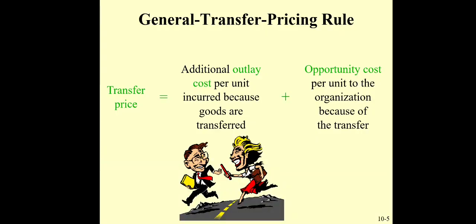Okay, this is the general transfer pricing rule. This is the basic formula that you can use when you want to calculate transfer price. Transfer price equals additional outlay cost per unit incurred because goods are transferred plus opportunity cost per unit to the organization because of the transfer. You will see how to use this formula in several scenarios.